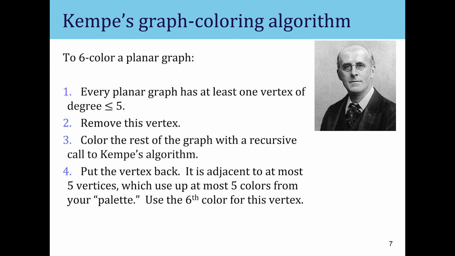So here's how you 6-color a planar graph. Every planar graph has at least one vertex of degree less than or equal to 5. Remove this vertex. Color the rest of the graph recursively with a recursive call to this same algorithm. And then put the vertex back. And when you put it back, it will be adjacent to at most 5 vertices, which use up at most 5 colors from your palette. And so you can use the 6th color for this vertex.